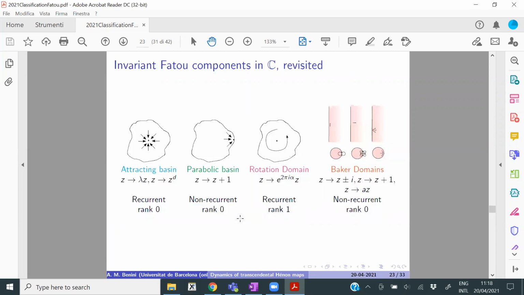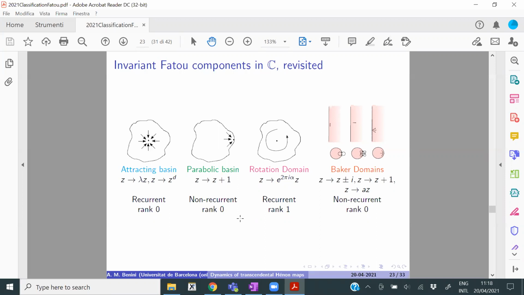So let us look again at Fatou components in C from the point of view of recurrence and rank of limit functions. Your attracting basin, you are recurrent because you converge inside, and your rank is 0 because you converge to a point. Parabolic basin, you are non-recurrent because you converge to a boundary, rank 0 because you converge to a point. Rotation domain, you can do a couple of computations. You see that your limit functions are rotations. So you converge to rank 1 limit functions. And you're recurrent because every orbit accumulates in the inside.